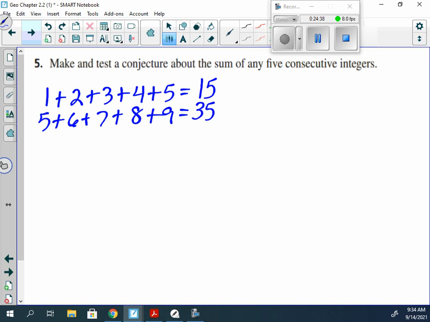Anybody have a guess so far? They're divisible by 5, yes? So what's 15 divided by 5? Middle number's 3. 35 divided by 5. Well, integers are any positive or negative number, yes? So what about -2 plus -1 plus 0 plus 1 plus 2?